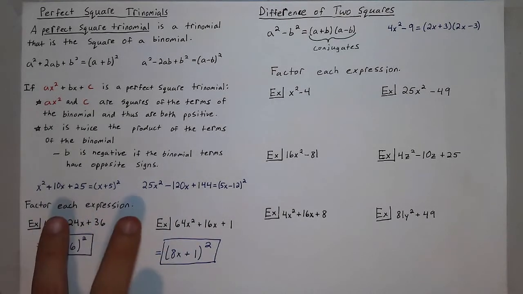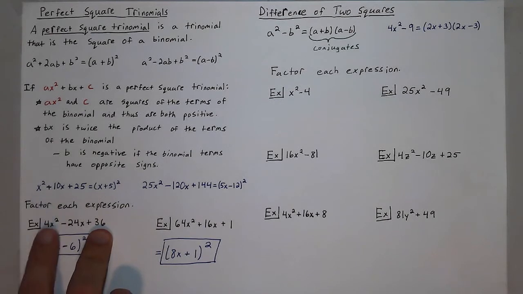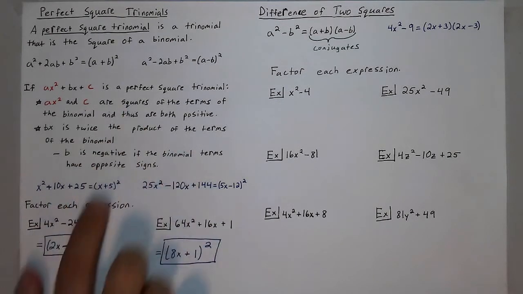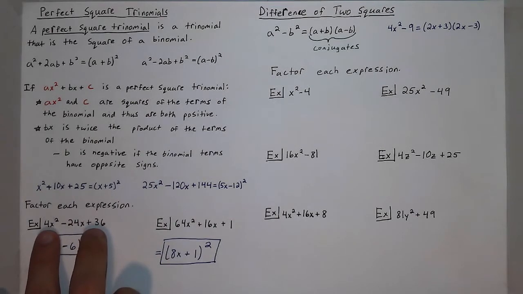And what you're really looking for are those outer two terms, the ax squared and the c, to see if they are squares, perfect squares. If they aren't, then this might not be the method you can take to factor it.